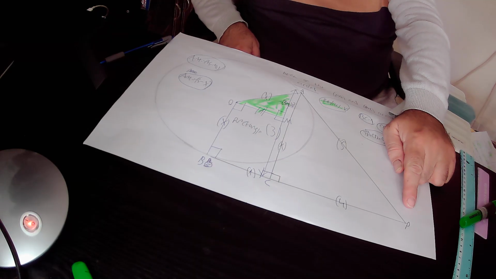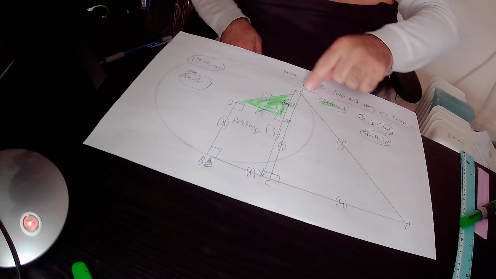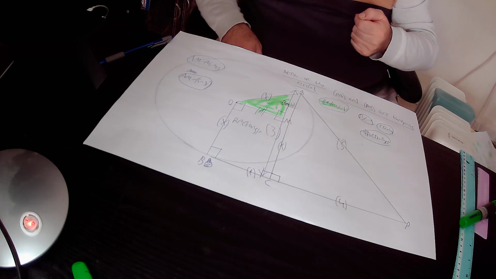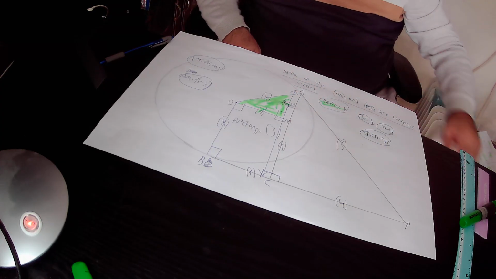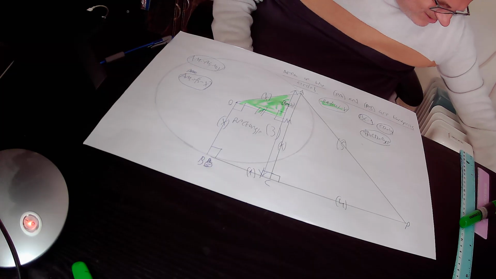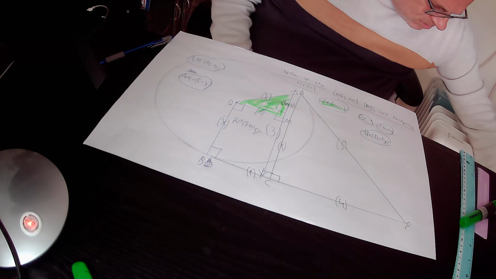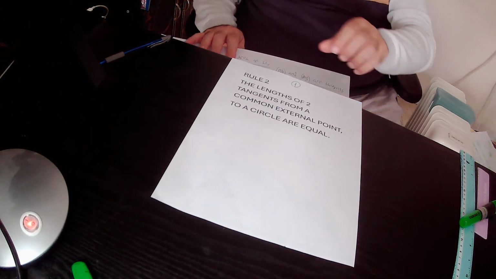This is the common point P. From this common point P, we have two tangents to this circle, tangent PA and tangent PB. According to rule 2, they are equal to each other. That is to say, PA equals PB. Repeating rule 2: the lengths of two tangents from the common point to a circle are equal.